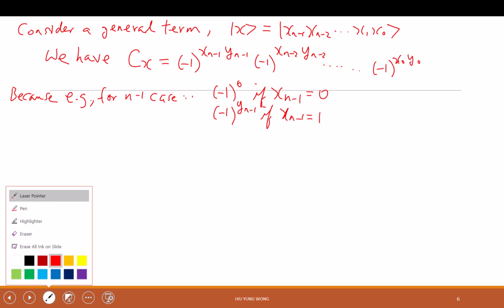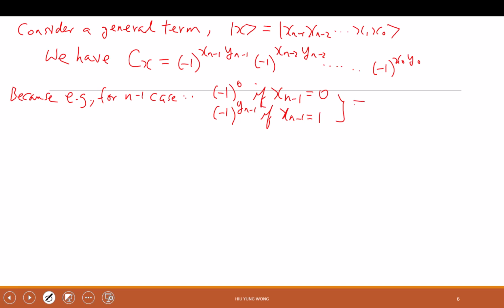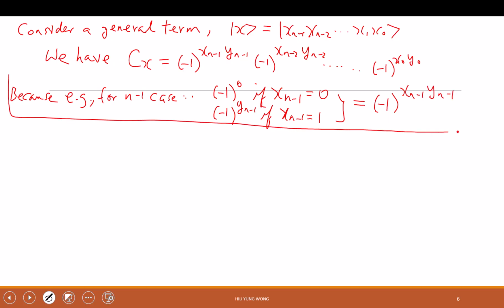And these two, again, we can combine them as equivalent to negative 1 to the power xn minus 1 yn minus 1. And it's easy to check, right? If xn minus 1 equals 0, then for sure this gives you 1 and this is 1. If xn minus 1 equals 1, then of course this is negative 1 to the power yn minus 1. So these two equations are equivalent to this equation. So each coefficient comes from the multiplication of these n coefficients.